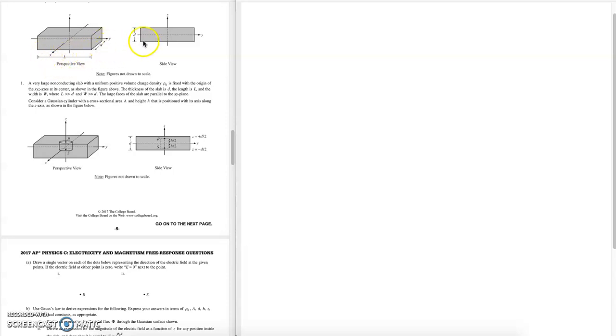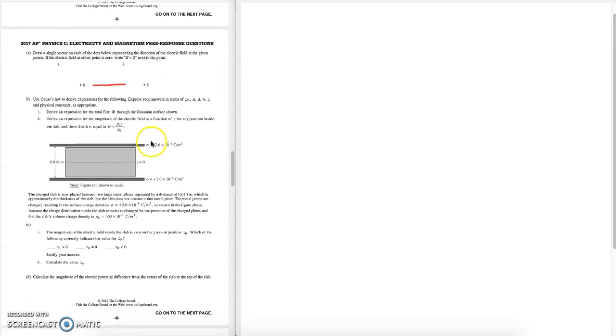They've given us length, width, and depth, and they have also told us that it has positive volume charge density, and the most happy part of this is that it is uniform positive volume charge density. The positive will come in later on. Let's see here. They've told us what kind of Gaussian surface we're going to use, and we're going to start out by looking at just the points on the top and the bottom inside the surface.